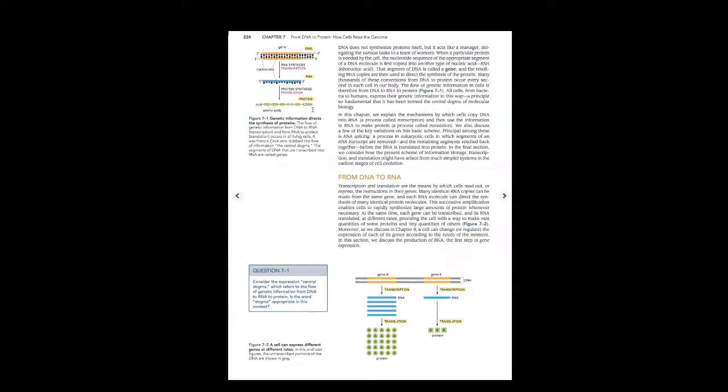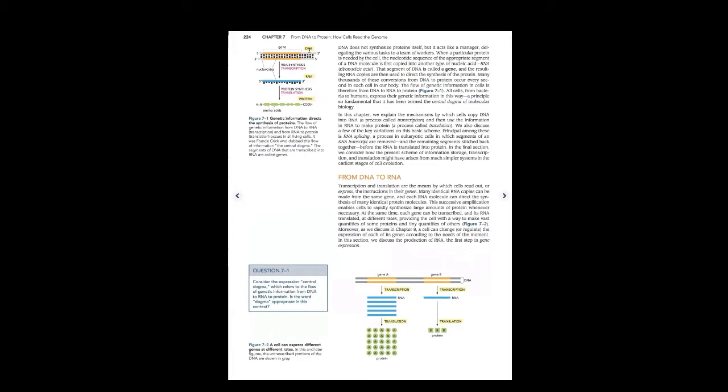So here we have something that you're familiar with already. It has now more detail. Way back in chapter 2, we learned that DNA codes for proteins indirectly, and it has to go through RNA. We call that the central dogma.